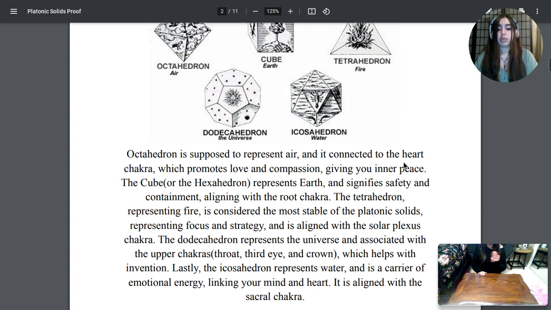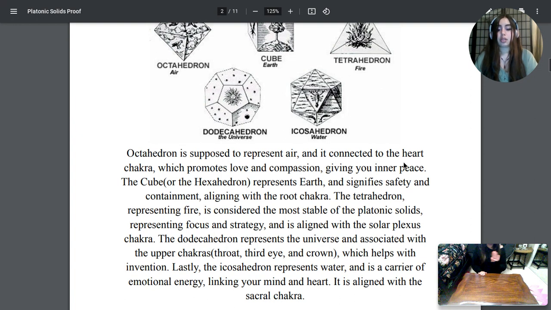The dodecahedron represents the universe and is associated with the upper chakras, which are your throat, your eye, your third eye, and your crown, which helps with invention. And lastly, the icosahedron represents water and is a carrier of emotional energy, which is linking your mind and your heart, and it is aligned with the sacral chakra.